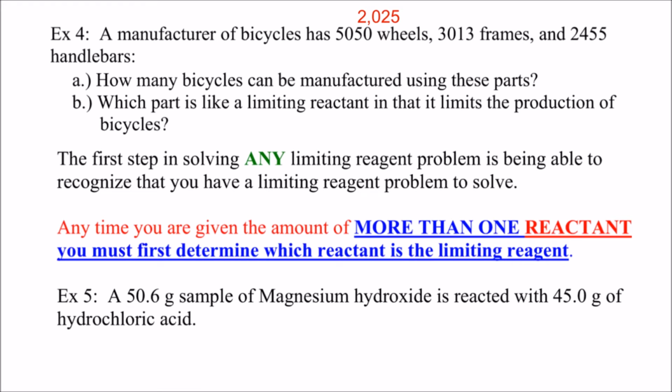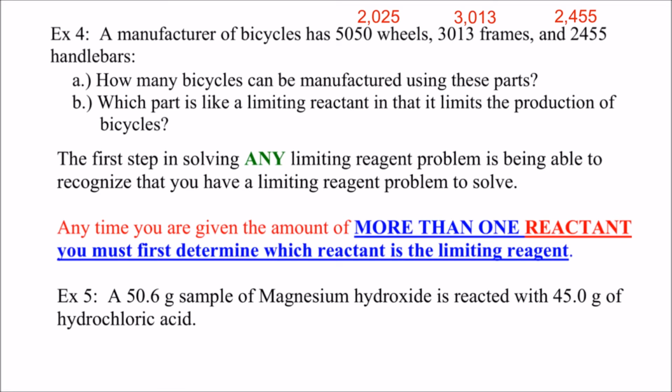How many bikes could we make based off of the number of frames that we have? 3,013. Since every bike needs 1 frame, then we can make that number of bikes based off of the number of frames that we have. And now how many bikes can we make based off of the number of handlebars that we have? Since every bike needs just 1 set of handlebars, we can make 2,455 bikes.